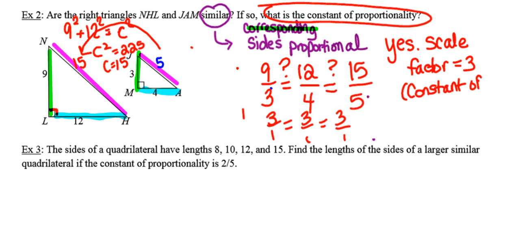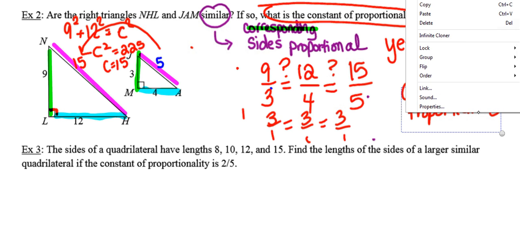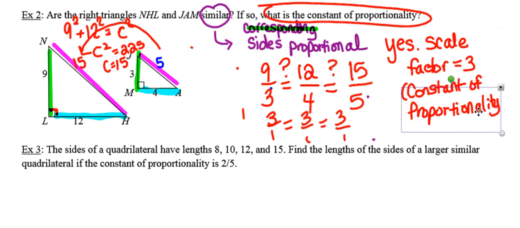If you had found the scale factor of 1/3 because you started with the large one and went to the smaller one, that would be correct as well. On a quiz or a test, they'll always ask or tell you whether they want you to compare the small one to the large one or the large one to the small one.